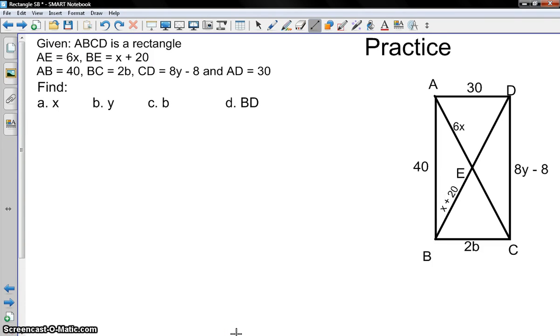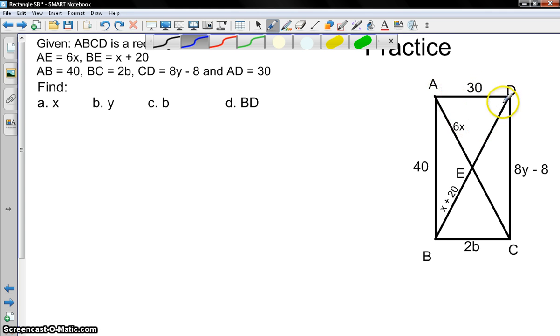Alright, let's practice with rectangles. In this problem, we have ABCD is a rectangle, as you can see on the right here, and it has all those given sides and measures. So what we're going to do is look at the rectangle and mark down everything we know about any rectangle in general. So we're looking for properties.